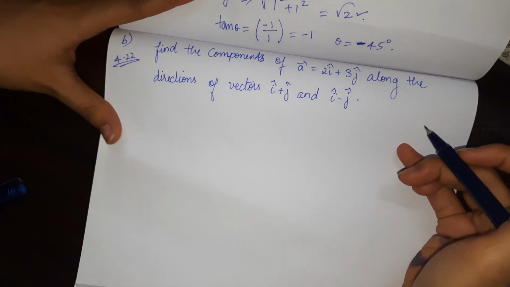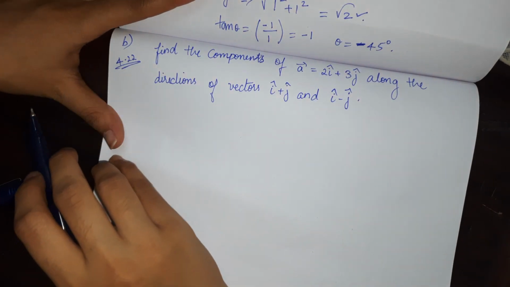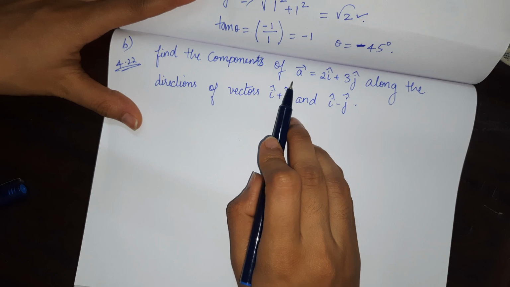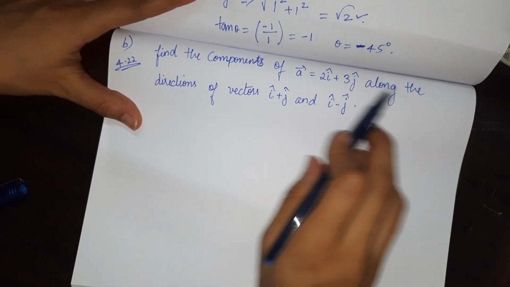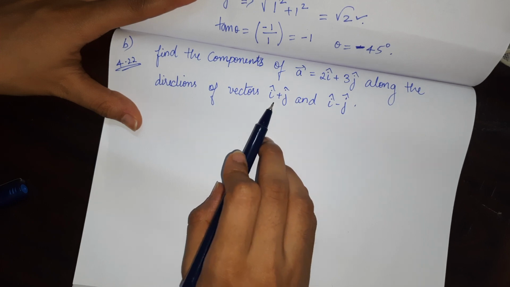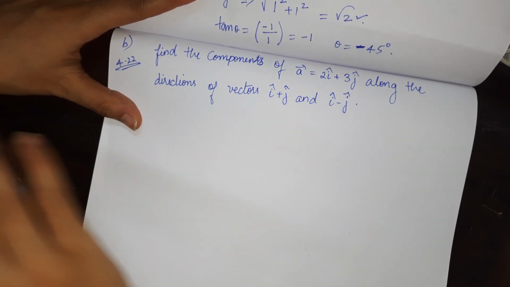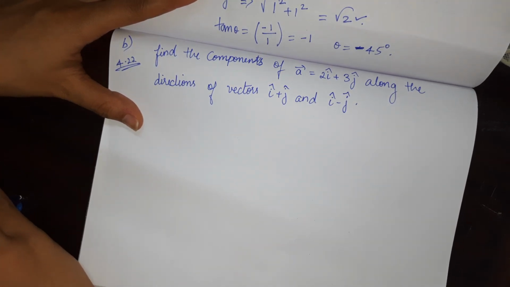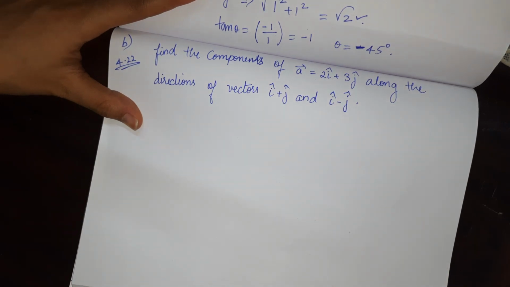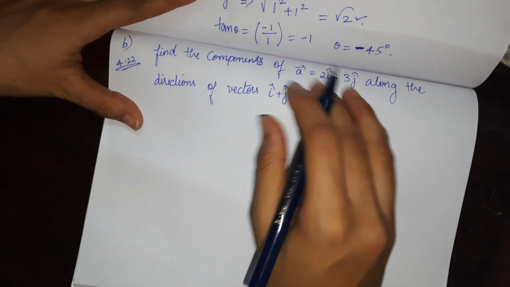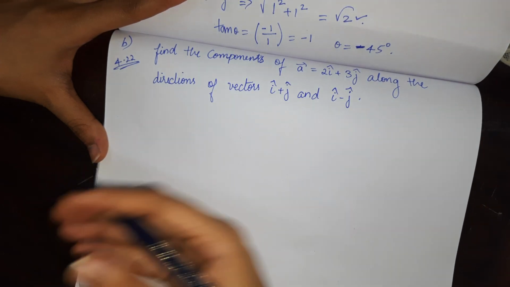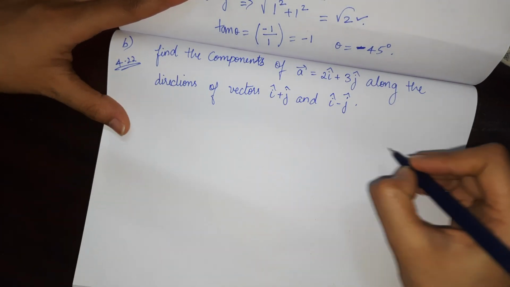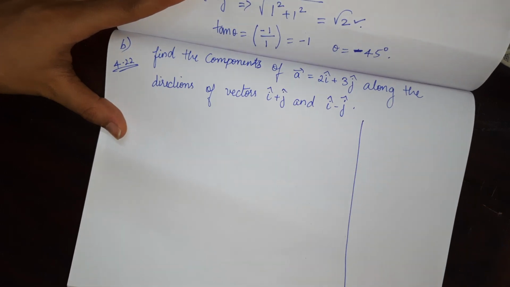The B section of this question is 4.22b. Find the components of vector A equal to 2i cap plus 3j cap along the directions of vectors i cap plus j cap and i cap minus j cap. To solve this question, we need to understand the concept of components. Usually we are familiar with the components along the x-axis and y-axis, isn't it? So if you have a vector, I'll do some rough working here.